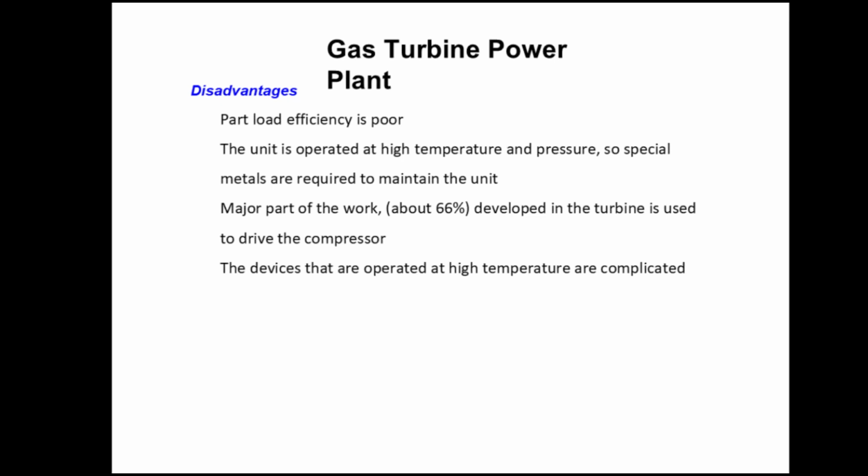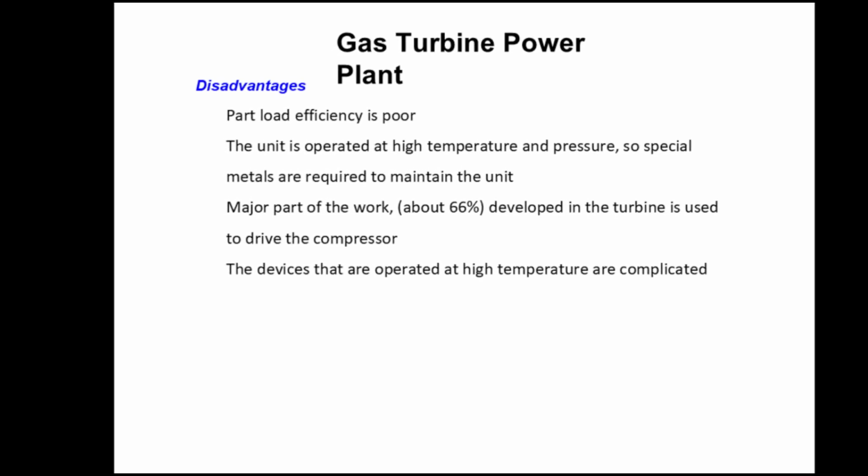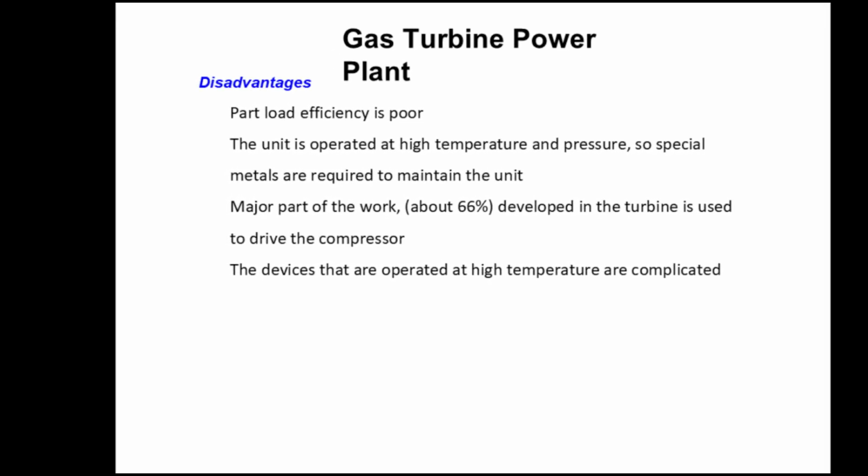Gas turbine power plant. Disadvantages. Part load efficiency is poor. The unit is operated at high temperature and pressure, so special metals are required to maintain the unit. Major part of the work, about 66%, developed in the turbine is used to drive the compressor. The devices that are operated at high temperature are complicated.